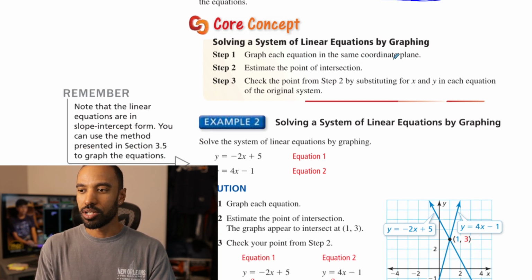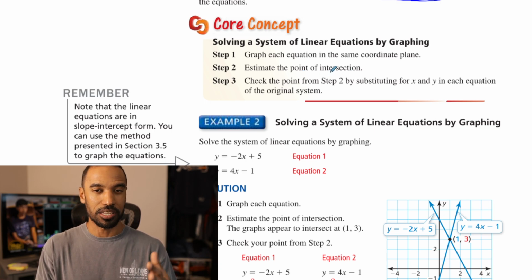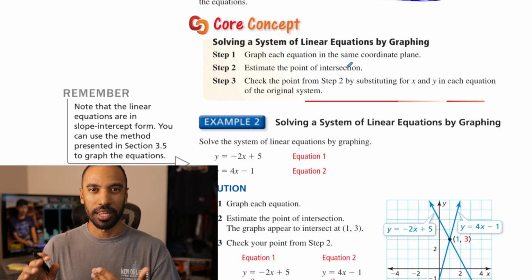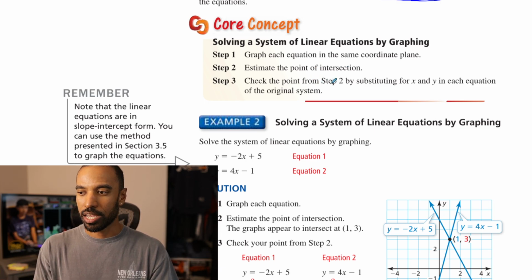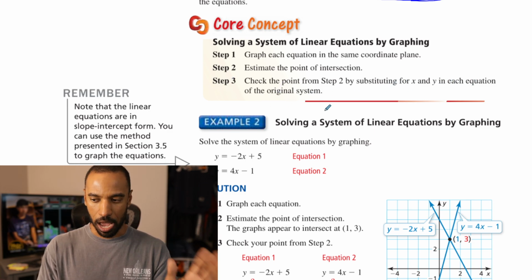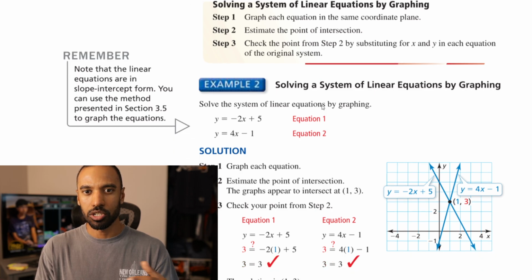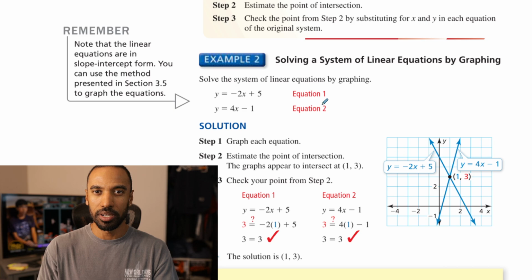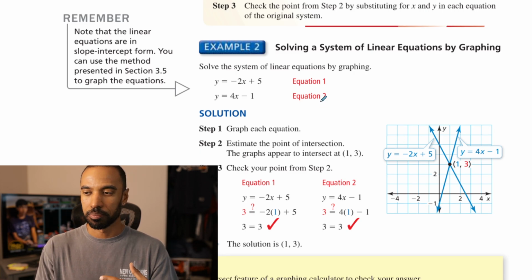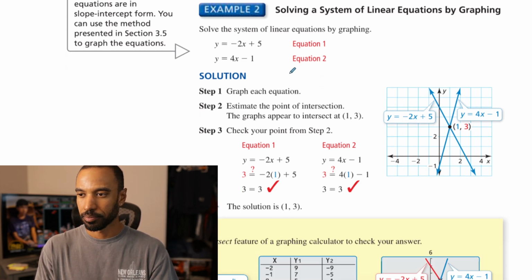So graph each equation in the same coordinate plane, estimate the point of intersection, and when we say that, we're hoping that these are integer solutions. If they go on like 2.75, that'll be kind of an issue. Check the point from step 2 by substituting for x and y. So they're doing a double check. I will only double check if they ask for it, or maybe just for the first couple problems, then I'll move forward, and I'll probably do it mentally at that point. But you need to make sure that it works for both. You just want to make sure you graphed it right.